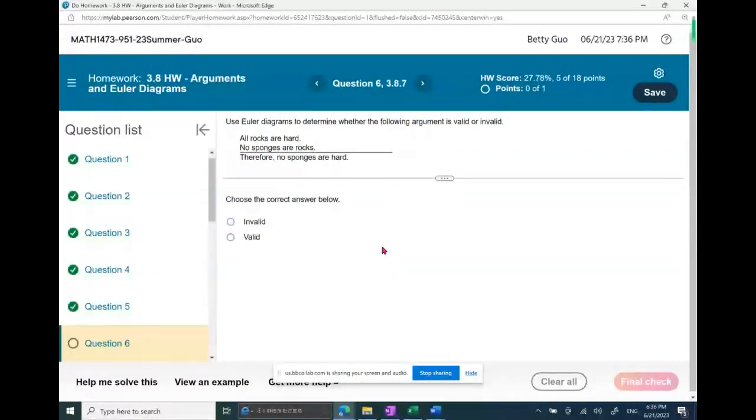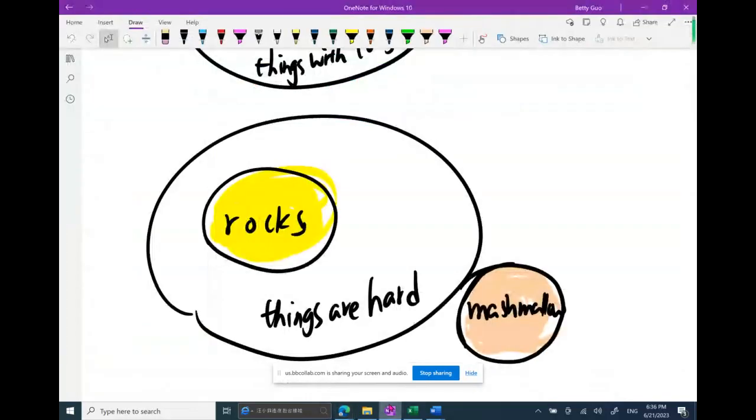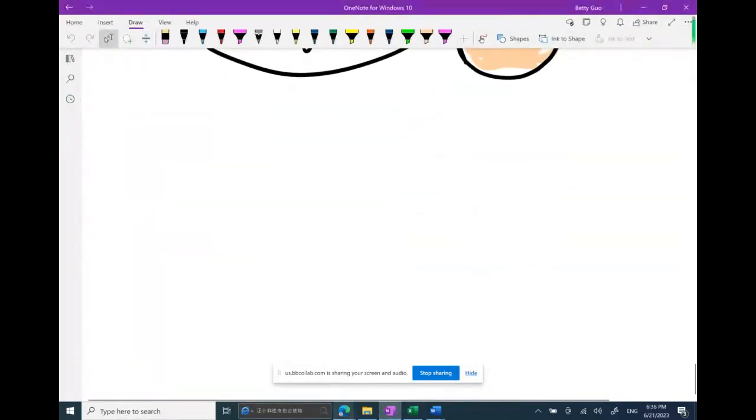Question number 6. First premise, all rocks are hard. Second premise, no sponges are rocks. Therefore, no sponges are hard. Okay, so I think it's invalid, but let's see. So 3 things again: rocks, things that are hard, and sponges. Okay, let's see.